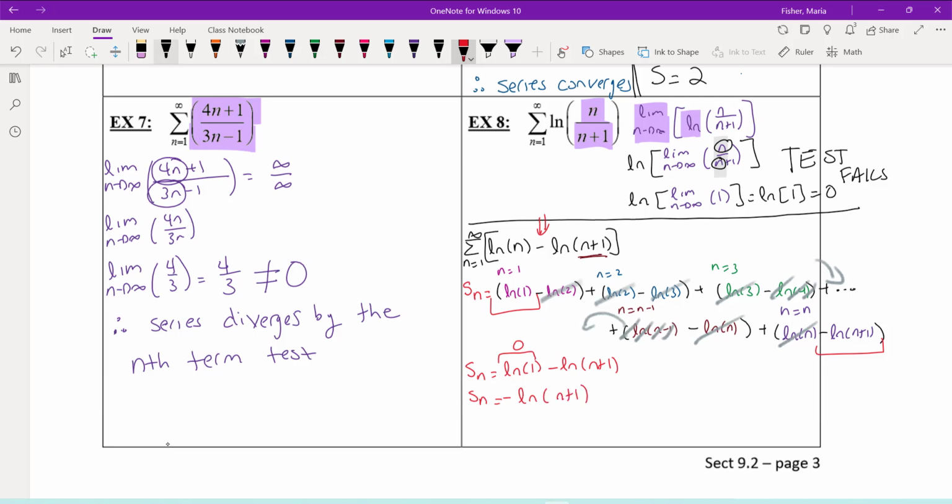Now I need to find the limit as n goes to infinity of the partial sum. So the limit as n goes to infinity of negative natural log of n plus 1 is going to be, well, the negative comes along, and when you think of infinity plus 1, we know that's infinity, and then the natural log of infinity is just going to be infinity. Therefore, we get negative infinity. Well, what did that mean? That means that the limit didn't exist, and if the limit didn't exist, we knew that the sequence diverges. And if the sequence diverges, therefore we know that this series will also diverge.